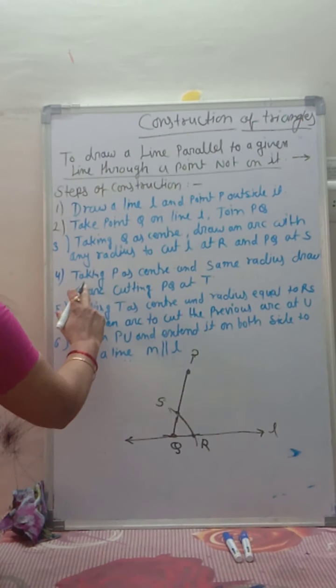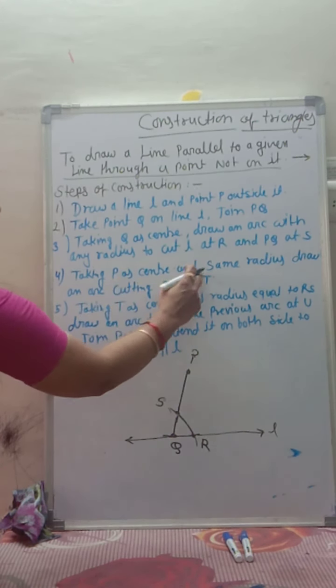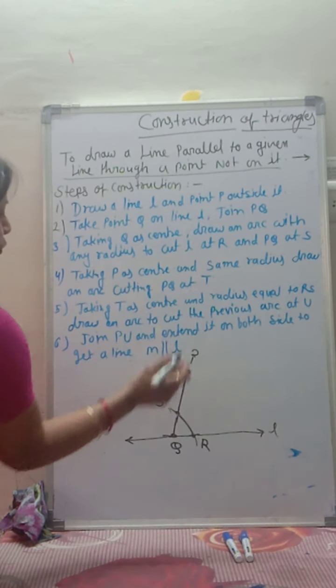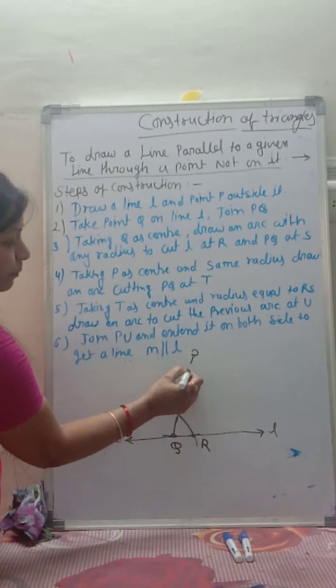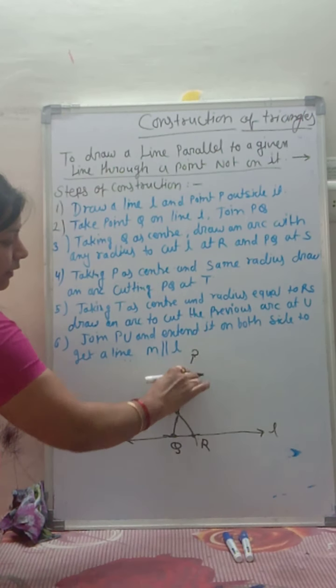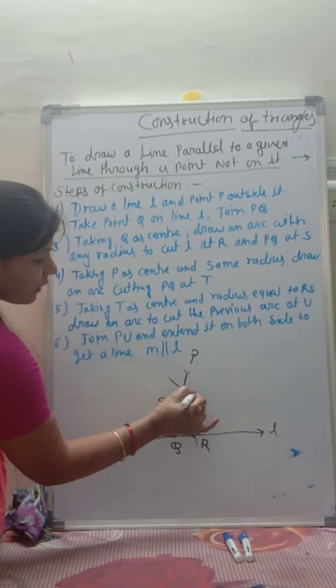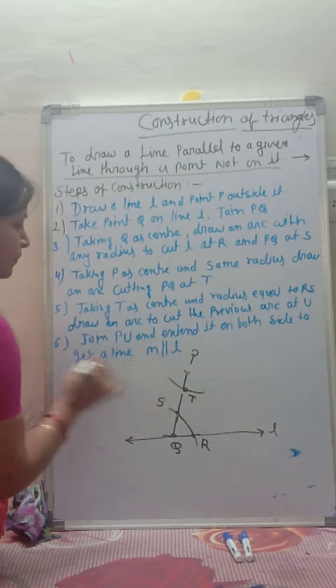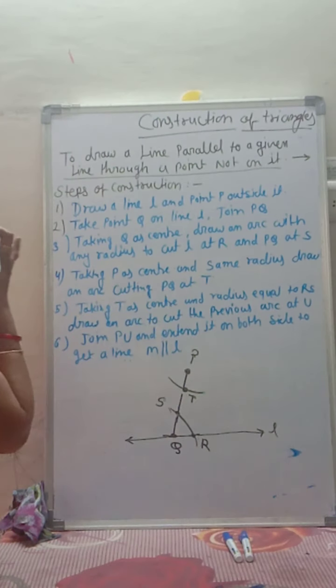Now the fourth step: taking P as center and the same radius, draw an arc cutting PQ at point T. You take P as a center and draw an arc here. This point is called T.